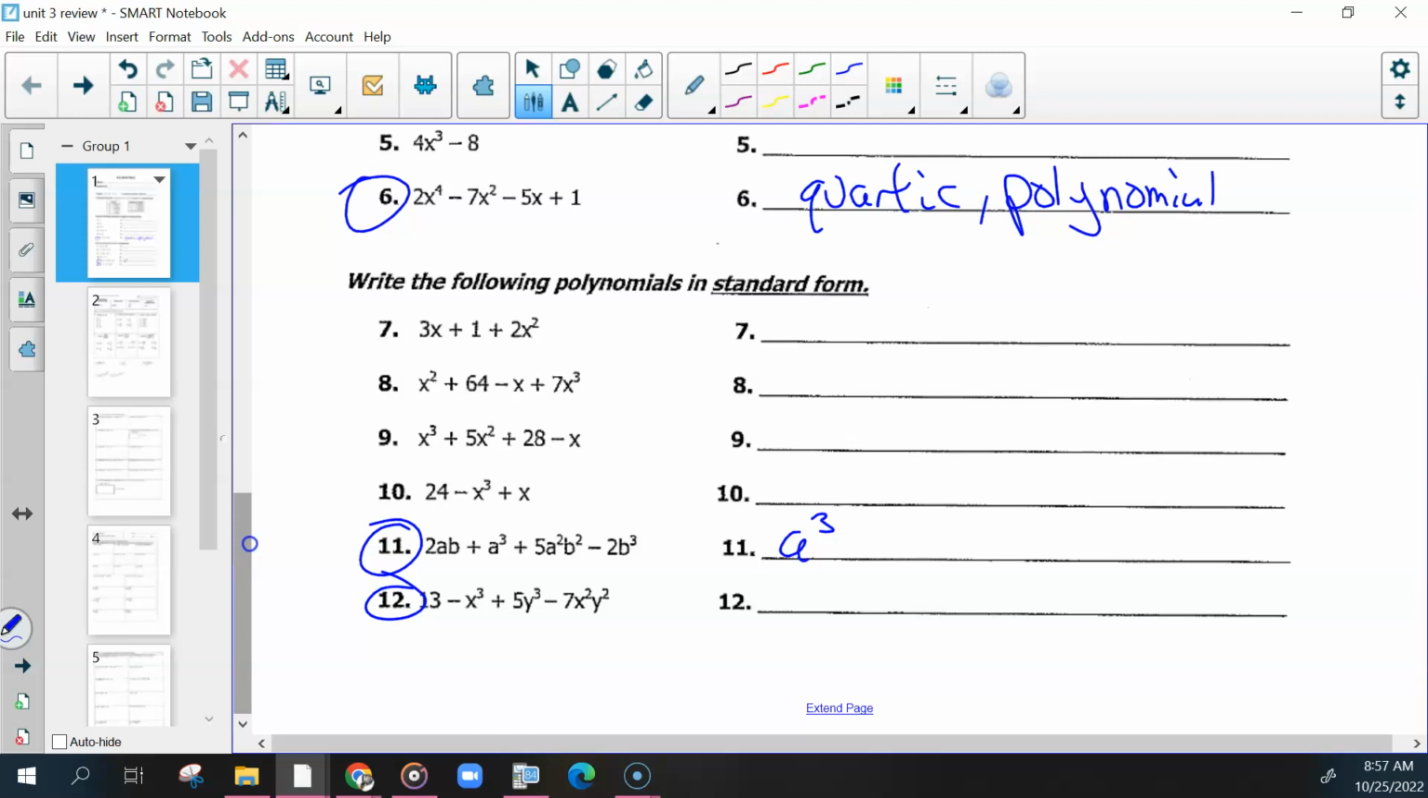Positive 5, A squared, B squared. So decreasing order. Next would be A squared, and then 2ab, and then negative 2b.